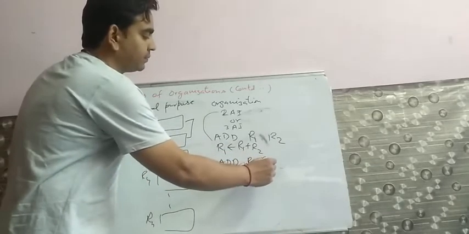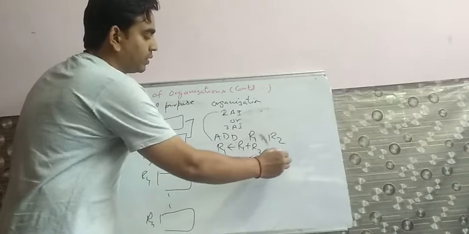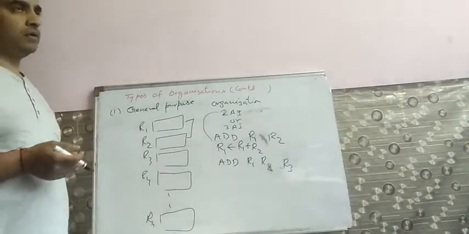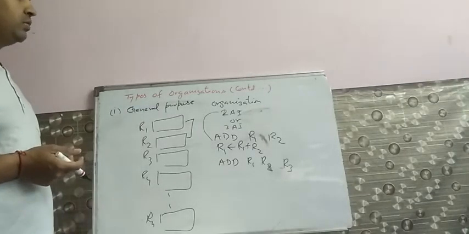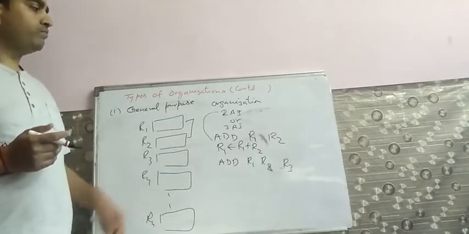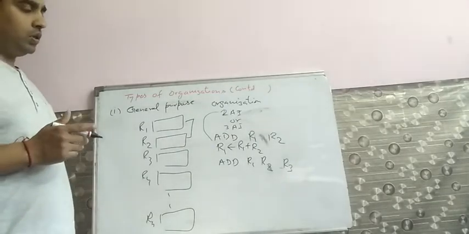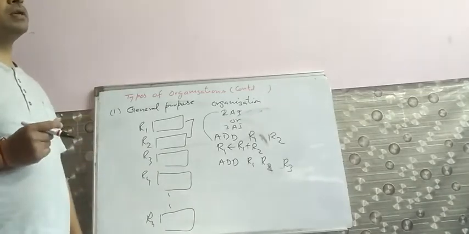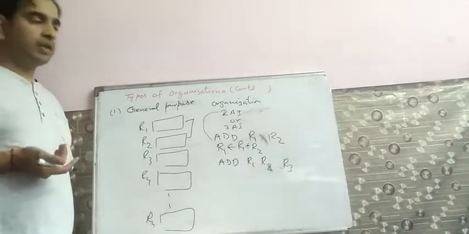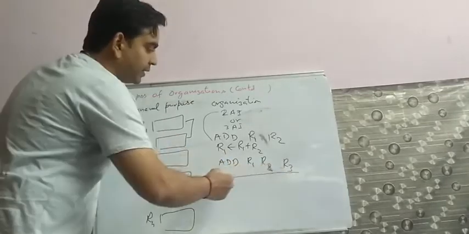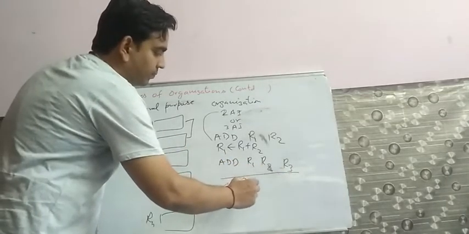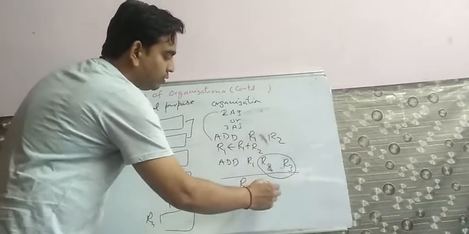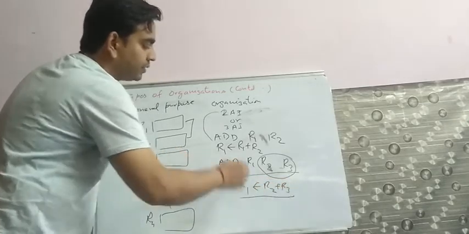We are having enough number of registers, so we can use this design in such a way that it will be easy for the programmer, because the number of statements, the number of instructions will reduce. So this can be written as: content of R2 plus R3 will be transferred to R1.